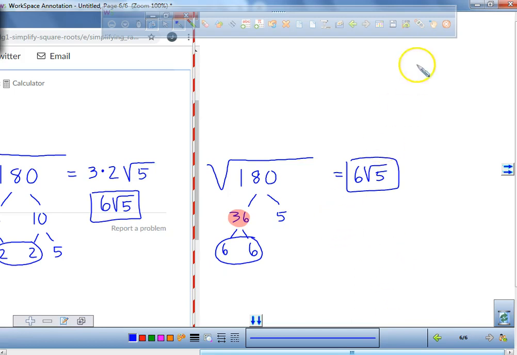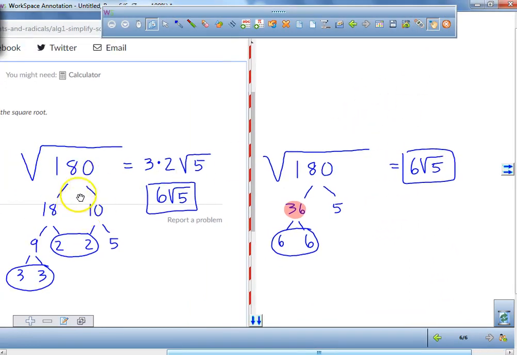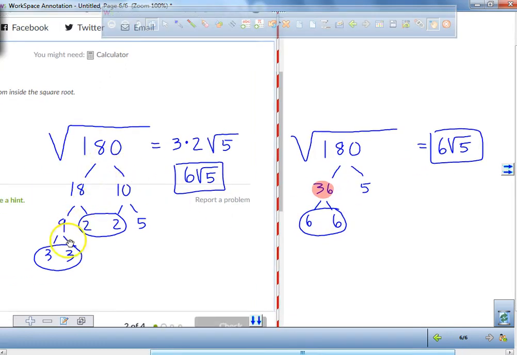Which one takes a little bit longer? This method. Alright? But not everybody knows that 36 times 3 is 108. So if you don't know all of your multiplication facts, what are you going to have to do? You're going to have to break it down and look for what? Pairs. That's right. Look for pairs.